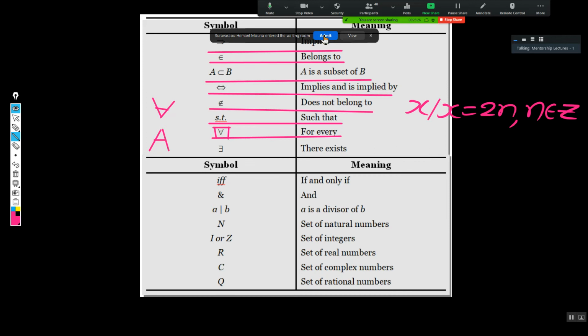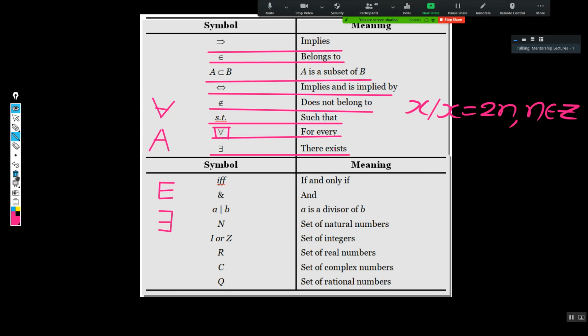Now, "there exists". This is a symbol. It is E, inverted, or the mirror image of E. The mirror image of E is nothing but "there exists". These are the symbols used.